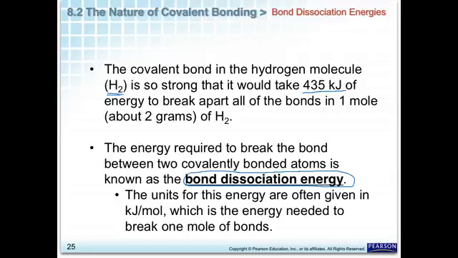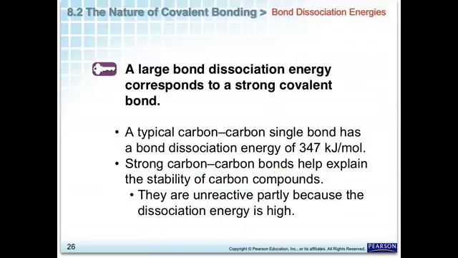So that measures how strong the bond is. To compare, a carbon-carbon bond has a dissociation energy of 347 kilojoules per mole, which is still very high because they're very strong bonds, and they're very unreactive because the dissociation energy is so high. So a high dissociation energy, or a large dissociation energy, corresponds to a strong covalent bond.